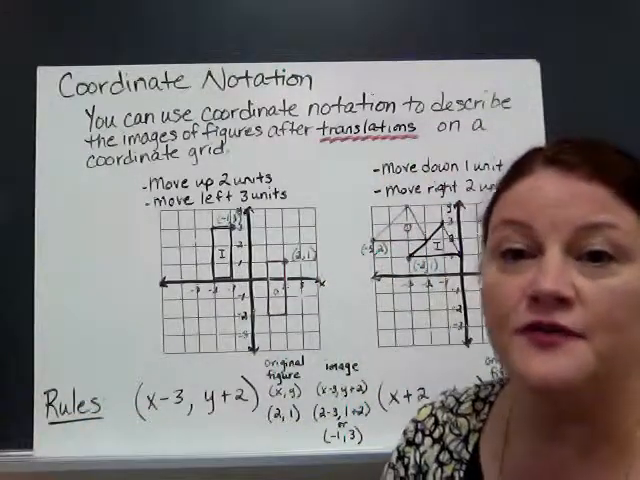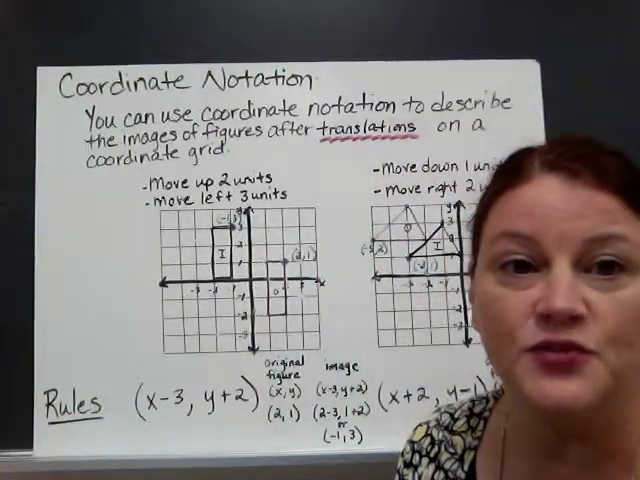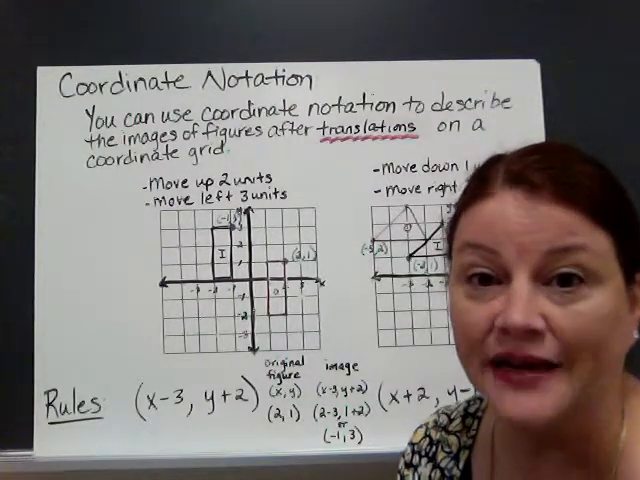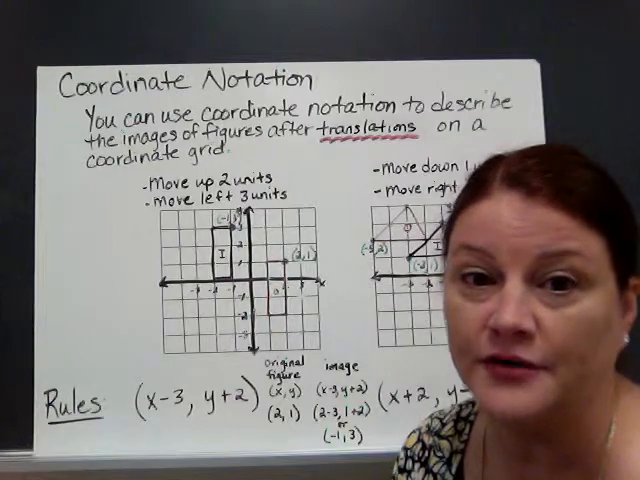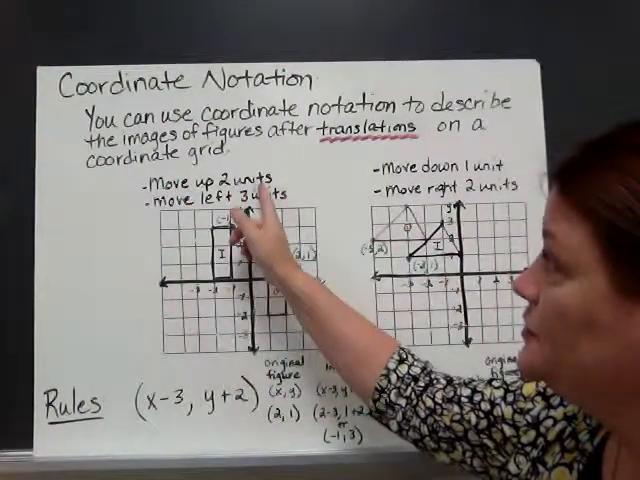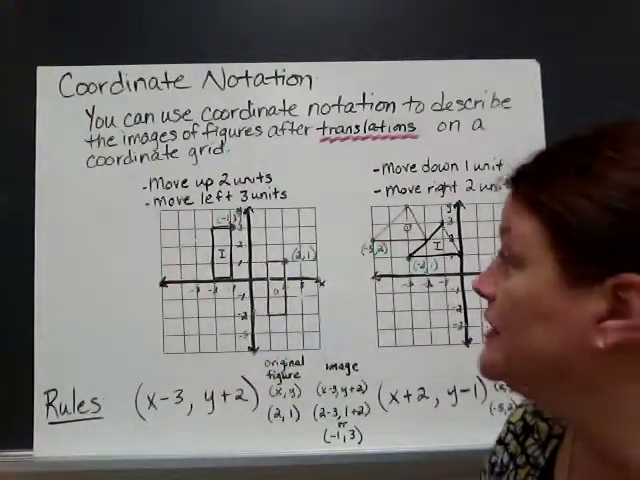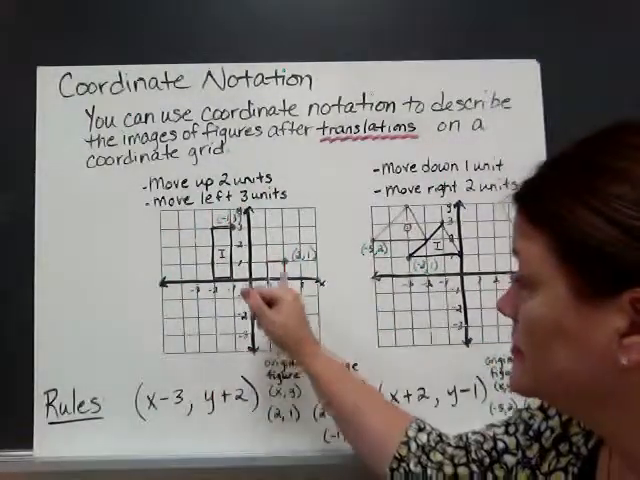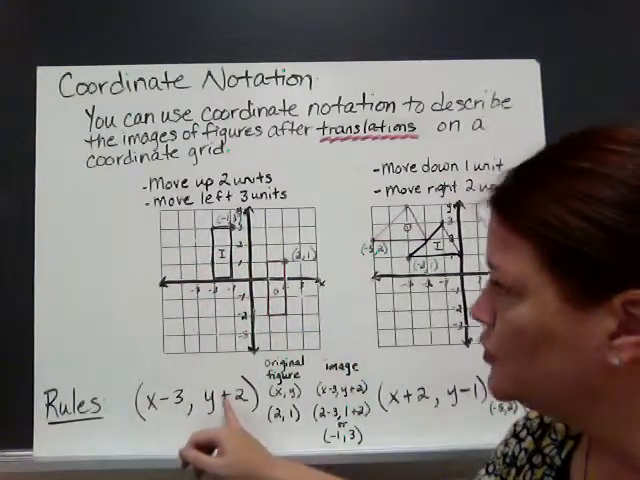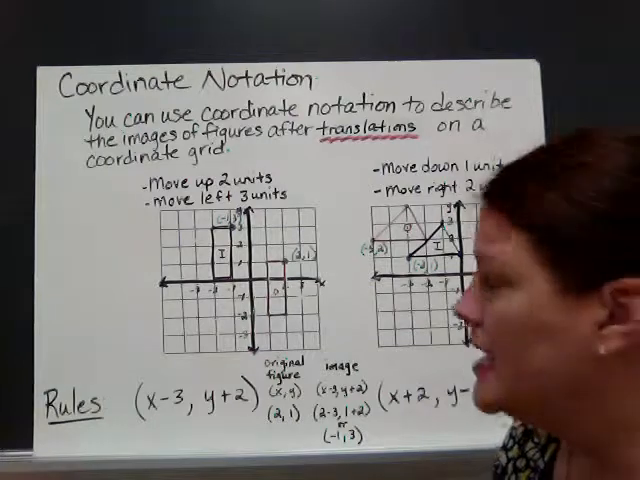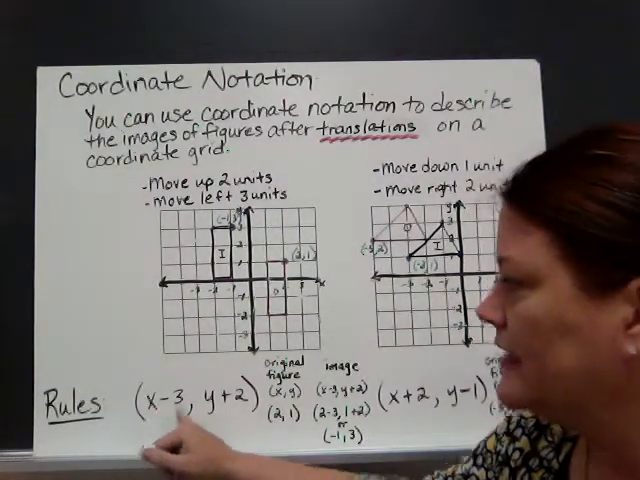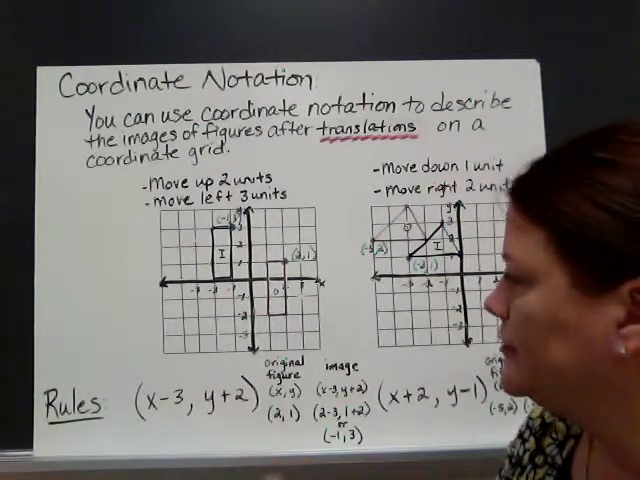So just like with reflections and other types of transformations, we can use coordinate notation to describe the images of figures after a translation on a coordinate grid. For example, here, the translation is moving up 2 units and moving left 3 units. Here's my original rectangle, and there's the image. The rule to make this translation is I subtract 3 from my x-coordinate and add 2 to the y-coordinate.